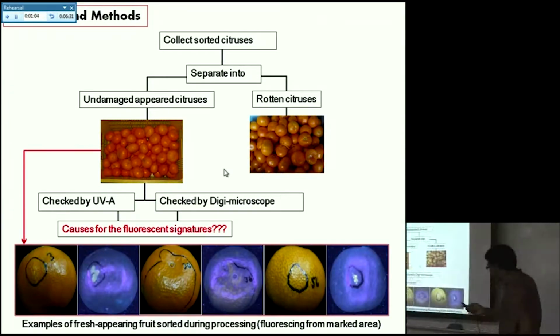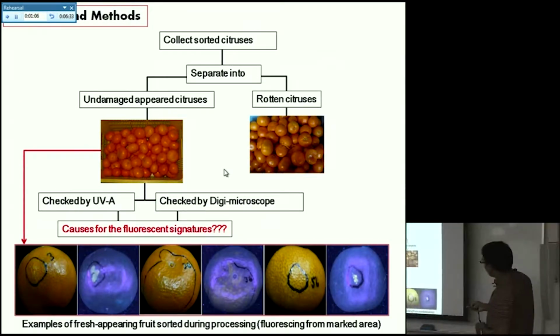And here, if you see from this group of citruses, we can see the color image. From the color image, we cannot see any damage, any type of damage here. But when we acquire the fluorescence image, we can see there are some defects or some fluorescence areas, like this, like this.